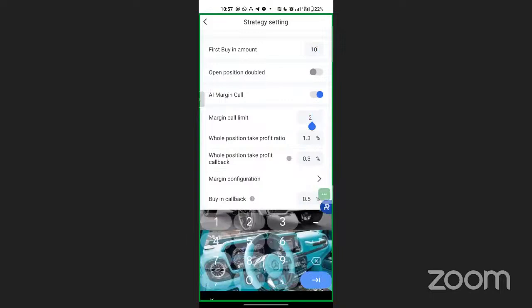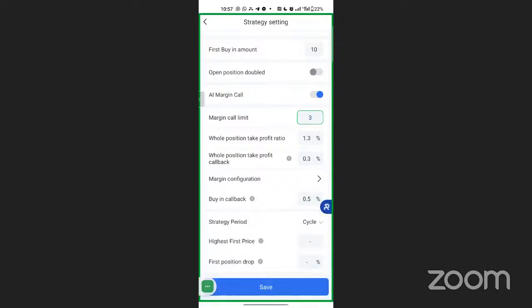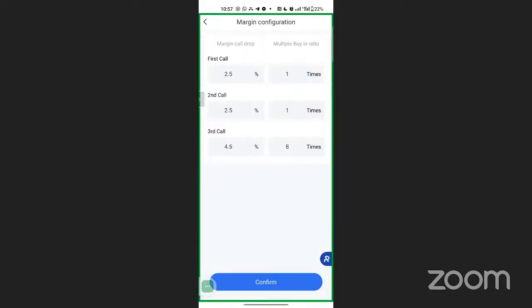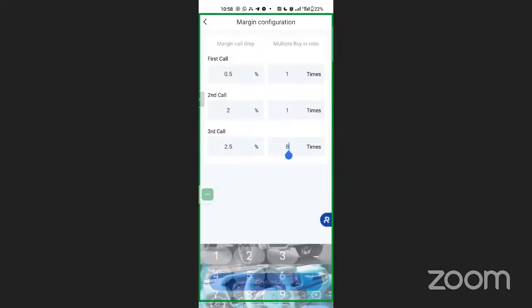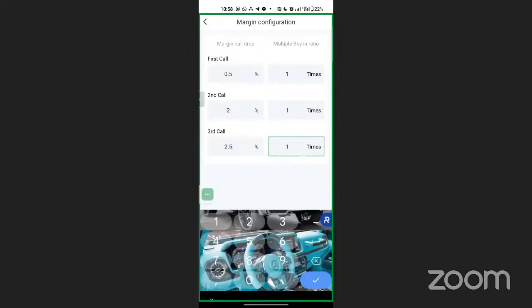So I want my robot to buy 3 more times. The first time it will buy with 10, then the next one it will buy 1. If the margin call drop I want to use is 5, then I might say for the first time, let the robot buy 0.5. Then I'm remaining with what? With 4.5. Then I say let this one buy twice. Then let this one buy 2.5. Then this side it will buy 1 time.